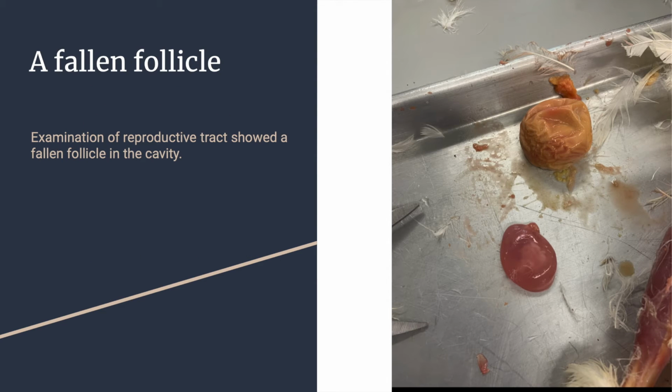While dissecting our chicken, a follicle had fallen and was sitting in the body cavity. And you can see there it started to decompose and it changed color.